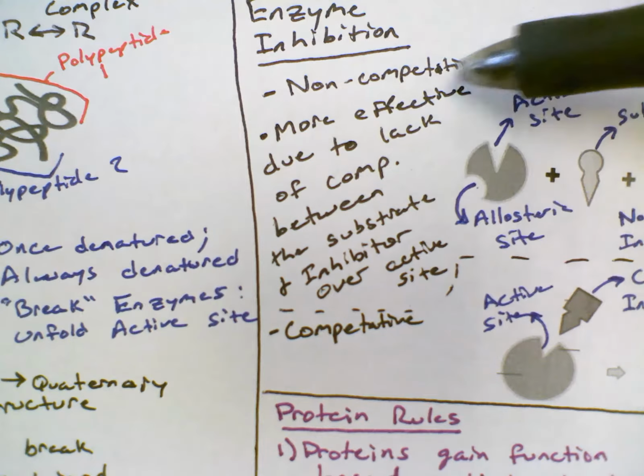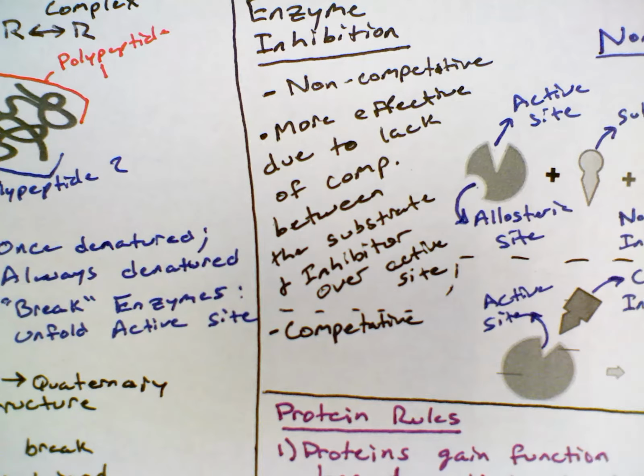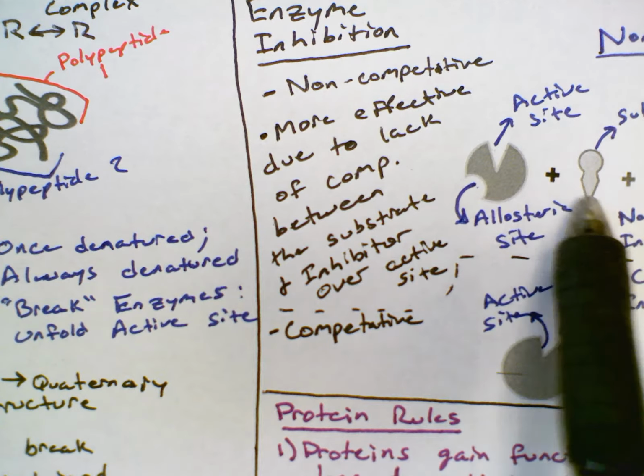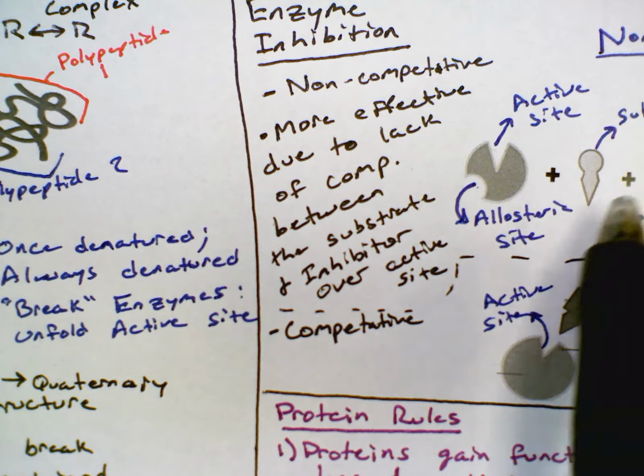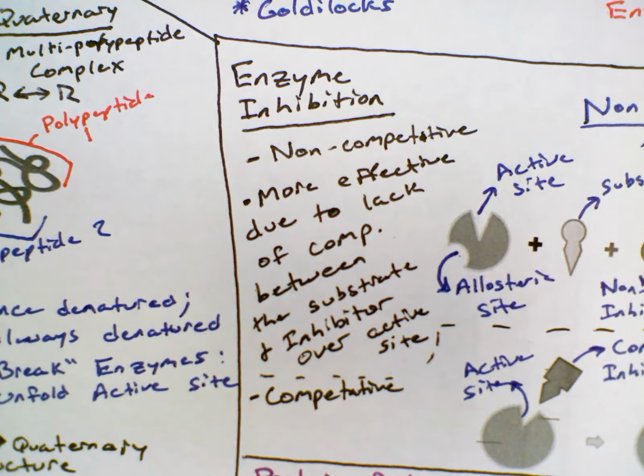So non-competitive inhibition is more effective because there's no competition between the substrate and the inhibitor. Yes. Enzyme inhibition. So we don't have any kind of competition between the substrate and the inhibitor with non-competitive inhibition. This makes non-competitive inhibition work really well.